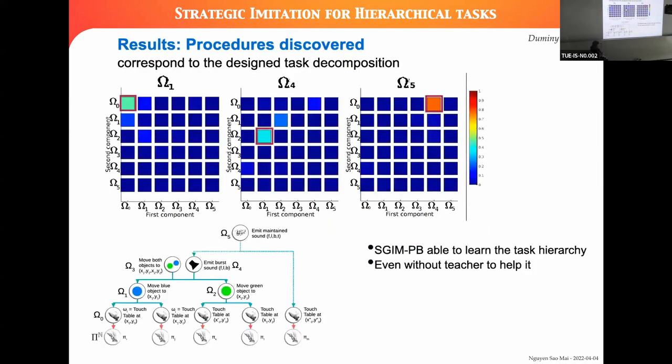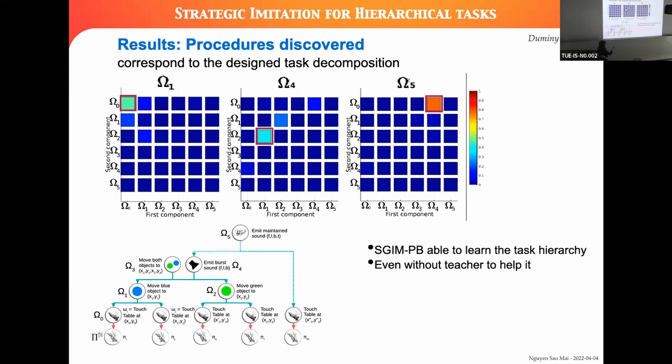If we look at its internal representation also, this is the histogram of how it decomposes the task omega-1, which is moving the blue robot. And mainly it decomposed it as having a first subgoal, which is moving the end effector, and the second subtask, which is moving the end effector. So mainly it knows that to move an object, it needs first to move its end effector to the initial position of the object and then to the final position of the object.